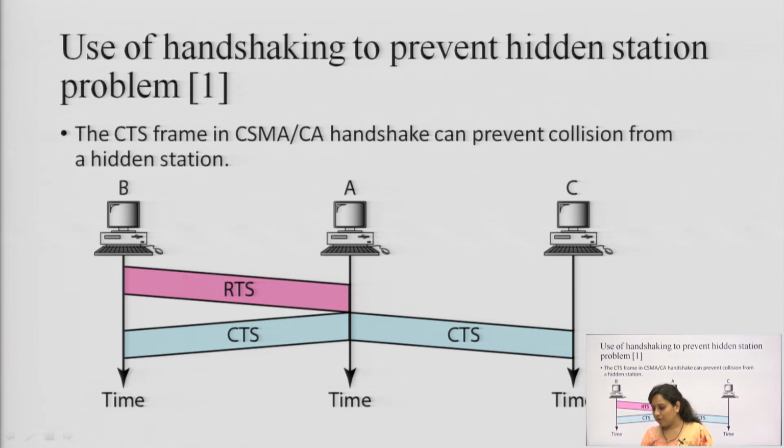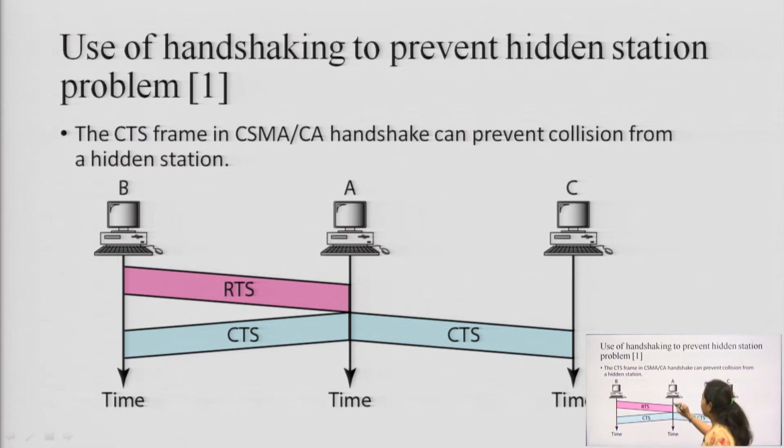Now, next is the use of handshaking to prevent the hidden station problem. What is handshaking? In common layman language, if two people meet for the first time or any time, they shake hands, meaning they greet each other before doing any sort of communication. That is a kind of hi-hello sort of thing. So, handshaking is also done in communication systems to prevent the hidden station problem.